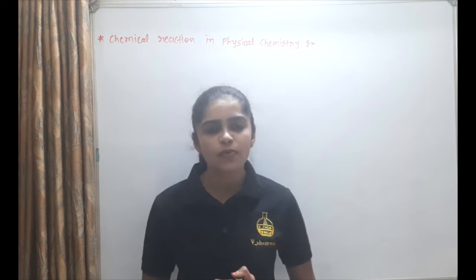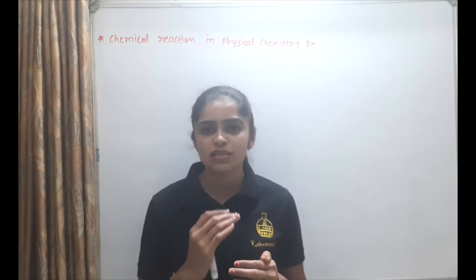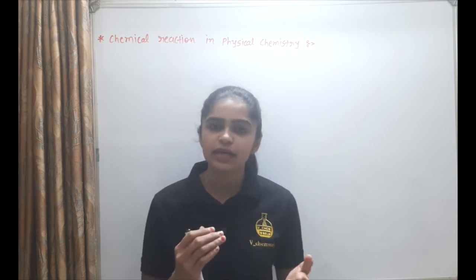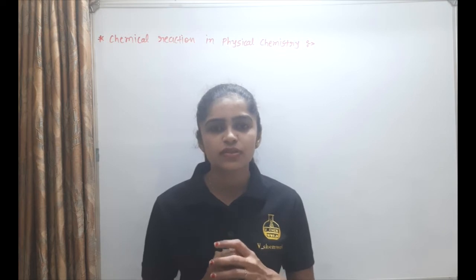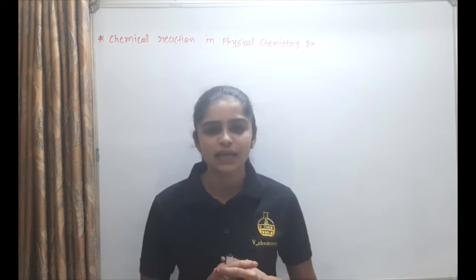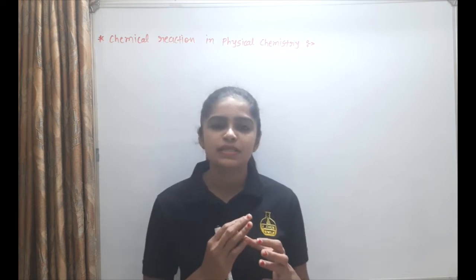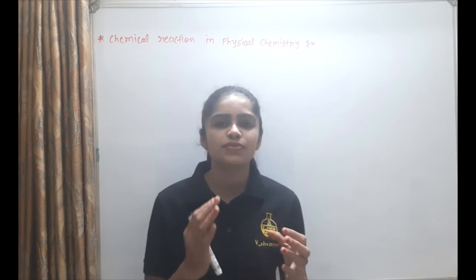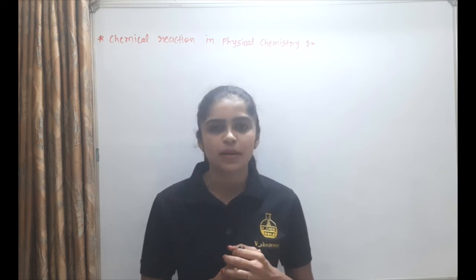Going to discuss the chemical reactions in physical chemistry. Earlier we discussed chemical reactions in organic chemistry and inorganic chemistry. So first we start with the meaning of physical chemistry. Physical chemistry is the relationship between the physical properties of substances along with the chemical changes in them. So this is known as physical chemistry.